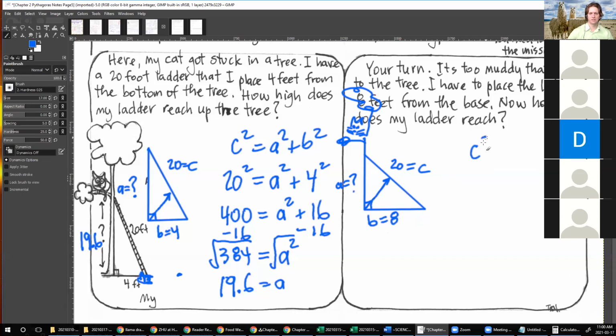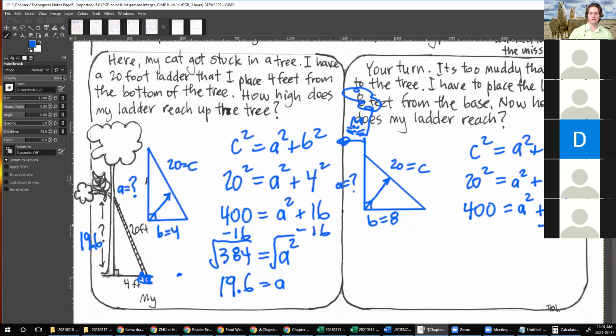So I'm going to write out my formula. C squared equals A squared plus B squared. I'm just going to replace my variables with known numbers. So 20 is my C. A, I still don't know, that's fine. And B is going to be 8, so I'm going to write my 8 squared there. So again, 20 squared is 20 times 20, which is 400. A squared, we still don't know. 8 squared is 8 times 8, which is 64.